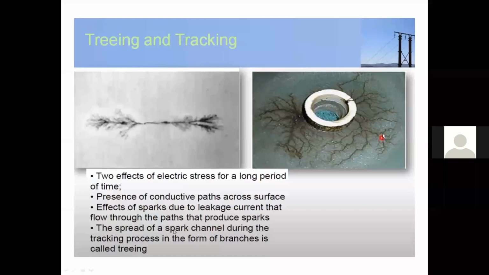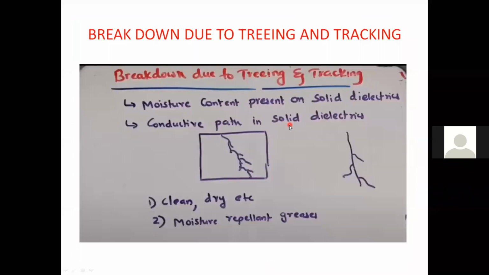And the sparks that appear like branches are called treeing. Okay, this is the concept of treeing and tracking. It's clear? It looks like tree branches, no? That's why they call it treeing. So this is one of the solid type insulating materials, that may be a cable or any type of insulating material. Because of the moisture content present on the solid type dielectric material, the conductive path of the solid dielectric is observed, because of surface conduction and leakage currents, like branches. That's why it is treeing and tracking.